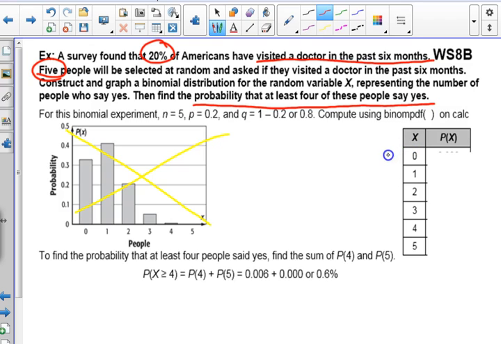Does that seem like it would be high or low? If only 20% went to the doctor, what's the chance that at least 4 of the people we ask are going to say yes? Doesn't seem very big, right? Okay, just so we're thinking ahead here. What we're going to do is find the probability that exactly 4 people say yes.